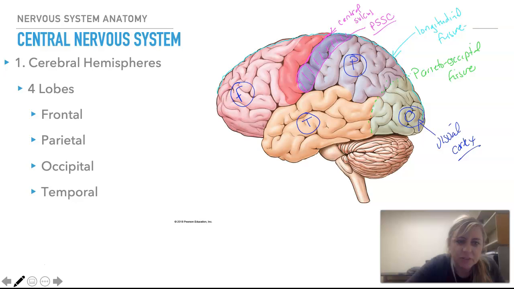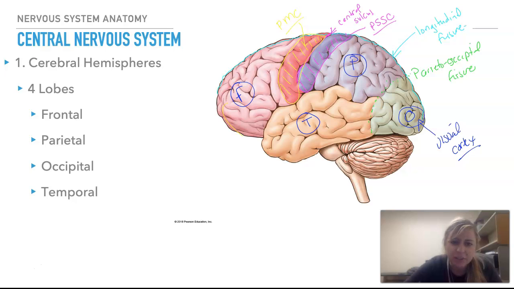And then in front of the central sulcus, you can see another region that's kind of like a brighter red here. So if behind the central sulcus is our primary somatosensory cortex, anterior to the central sulcus, we have our primary motor cortex. So this is where information for motor responses is going to come from. So skeletal muscles.